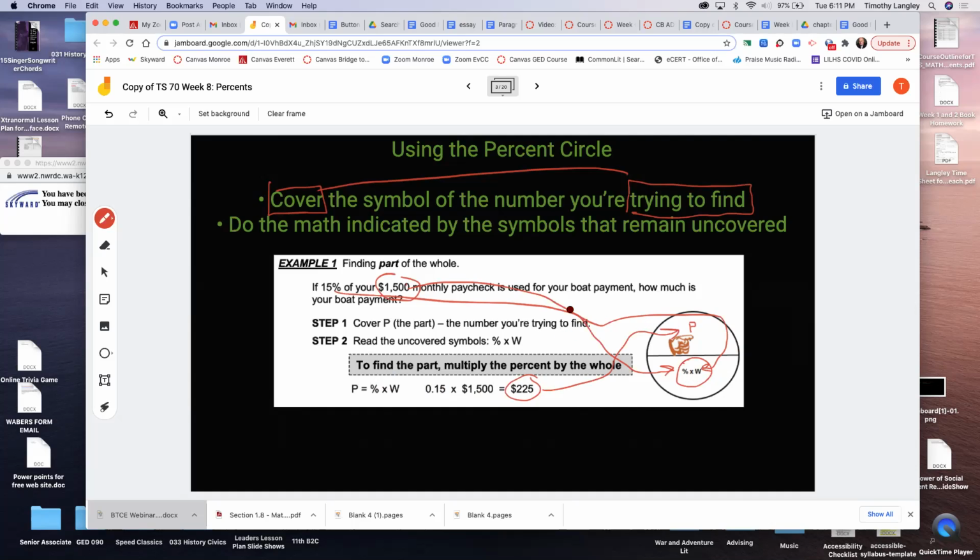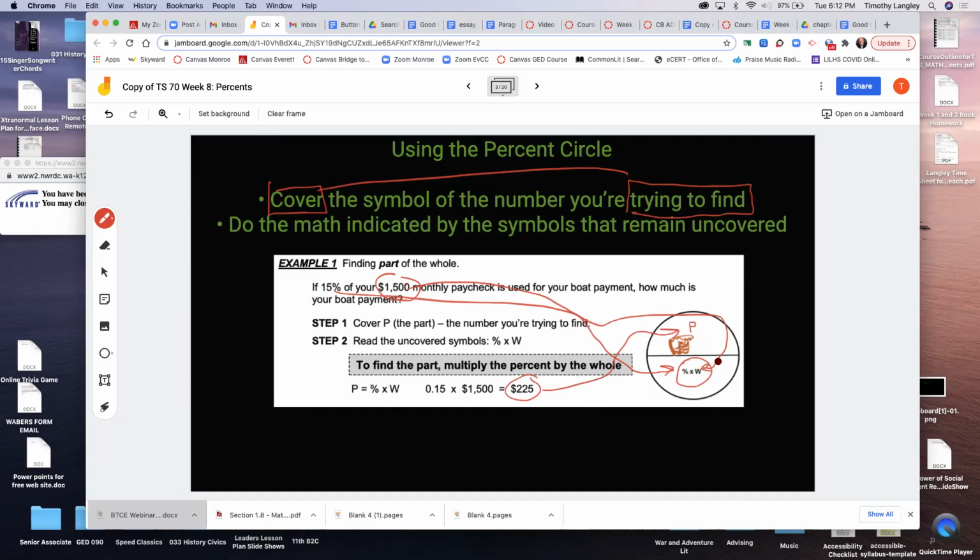Basically, if you think through the way this percent circle works, if you're trying to find the part, what you're going to have to do is multiply the percent times the whole, and that'll give you the part. Now, let's say that they gave you a part and the whole, and they want to know what percent that is.